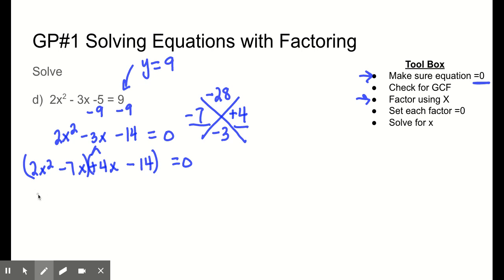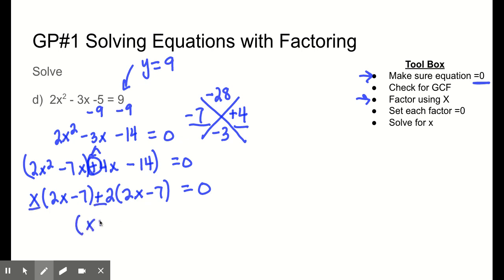2x squared and 7x are both divisible by x. That leaves us with 2x minus 7. 4x and 14 are both divisible by 2. I'm also going to take out the plus sign. And that leaves me with 2x minus 7. Our parentheses match, so we've factored correctly. We're going to put that back together, and our factors are x plus 2 and 2x minus 7. Again, this is our factored form.